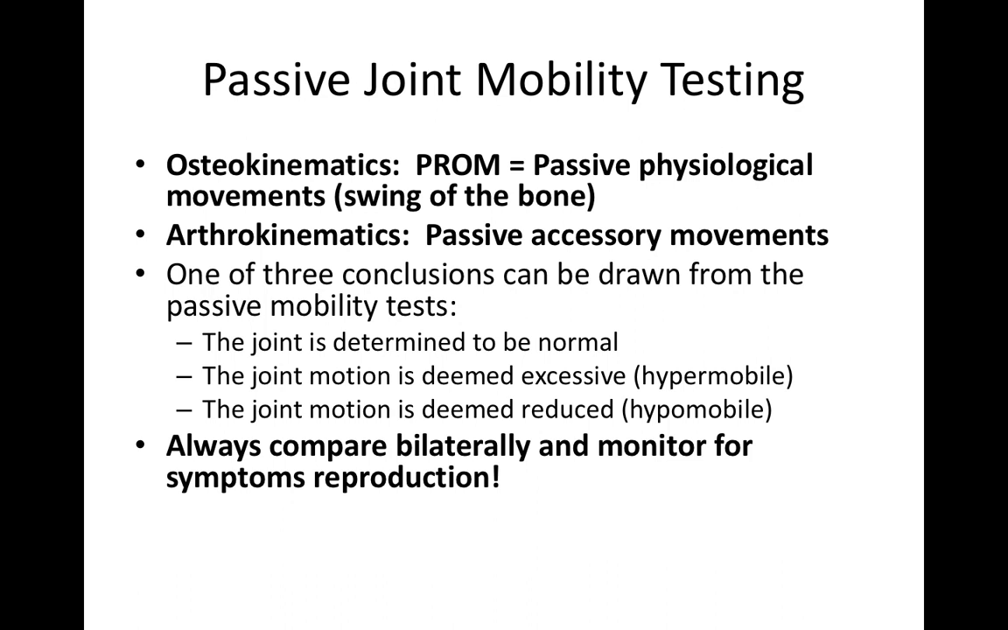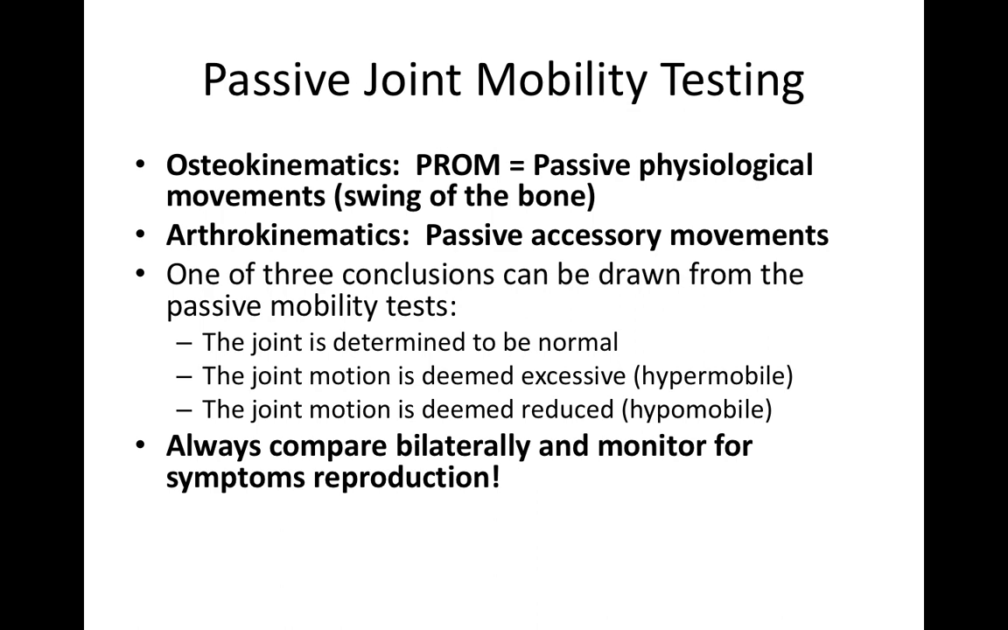So if we talk about passive joint mobility testing, again, we're talking about osteokinematics through passive range of movement. We're talking about arthrokinematics through passive accessory movement. And when we're looking at passive joint mobility, typically one of three conclusions can be drawn. The joint is either deemed to be normal, it's deemed to have excessive movement, which we call hypermobile, or it's deemed to have reduced movement, which we call hypomobile. And it's important to always compare bilaterally. So if we're using accessory motion as a test and measure, it's important to make sure that we check bilaterally because each person is different and each joint is different.